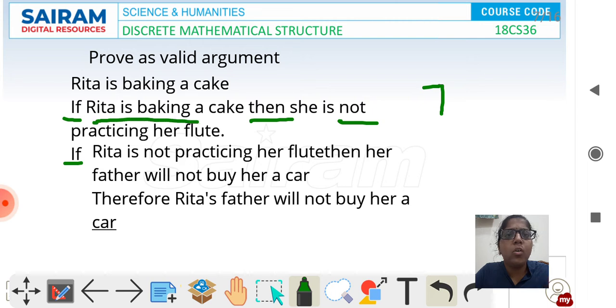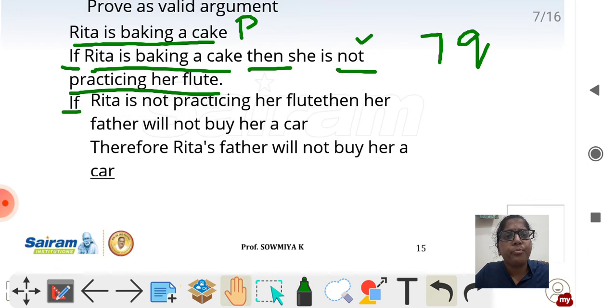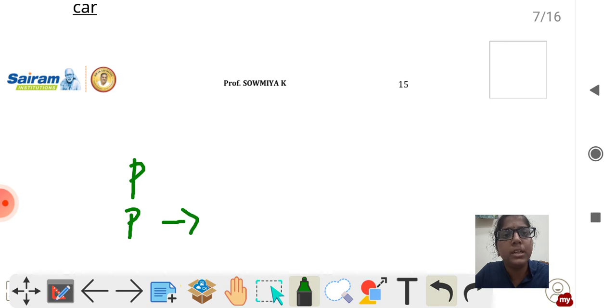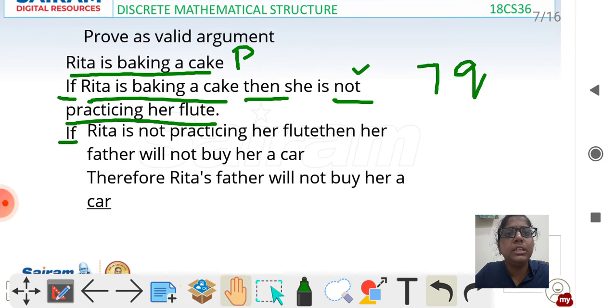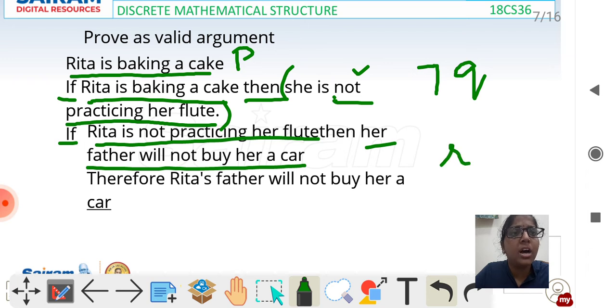If Rita is baking a cake, already we have taken Rita is baking a cake as P. Okay, so P implies she is not practicing her flute. So it is negation Q. Not practicing her flute is some other statement. Not came means you have to put this sign and name the statement as Q. Okay, so what you will write is P implies negation Q as the second statement. So what is the third statement? If Rita is not practicing her flute, it is the same statement as negation Q, then her father will not buy her a car. It is another negation statement, so you can name it as R, and not is coming here, so you will write it as negation R.